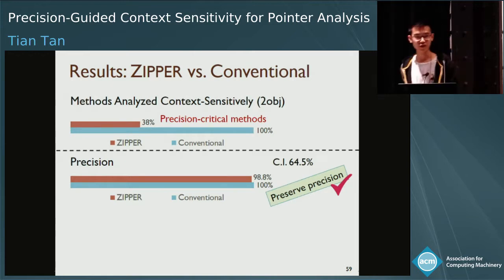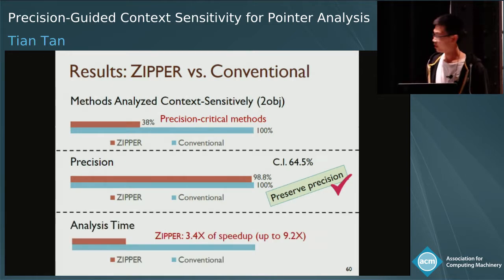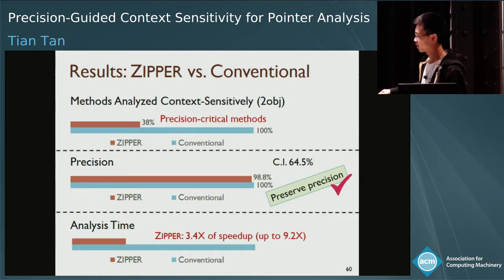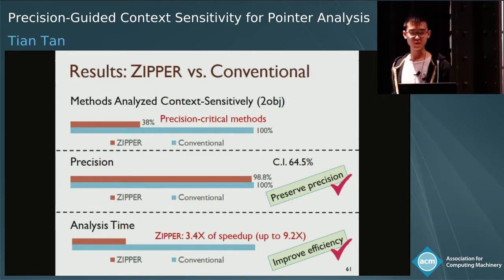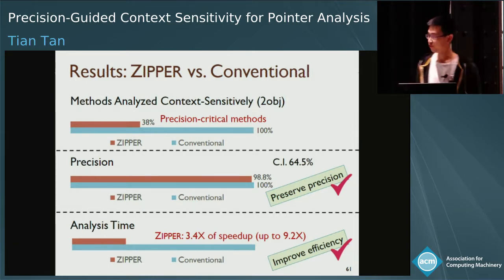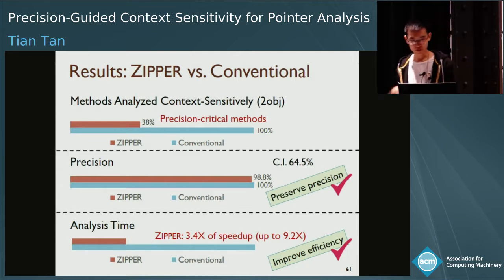So how about efficiency? We can see Zipper runs much faster than conventional analysis. On average, Zipper achieved a 3.4 times speedup compared to conventional analysis. For the best case, the speedup of Zipper is 9 times. This shows that Zipper significantly improves the efficiency of the analysis. So all these results show that Zipper performs very well in practice and achieves our design goal.